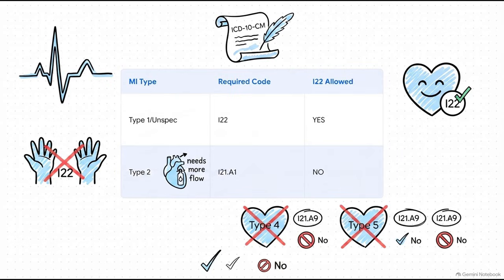Check this out. If the subsequent MI is a type 2, meaning it's due to demand ischemia, you never assign I22. No way. You must only use I21.A1. And the same exact rule applies for subsequent type 4 or 5 AMIs. You're only going to use I21.A9. Category I22 is strictly, exclusively reserved for subsequent type 1 or unspecified acute myocardial infarctions.